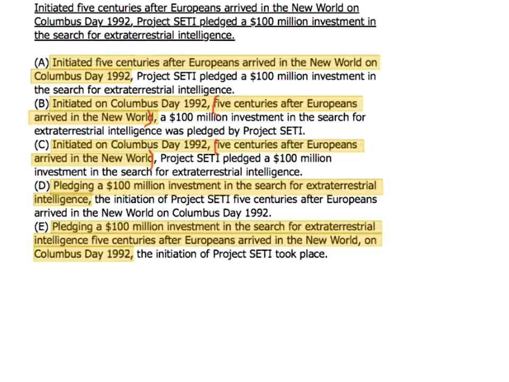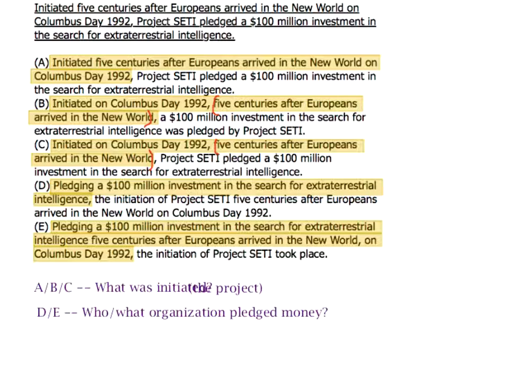So for A, B, and C, we have to answer the question of what was initiated. So what's the answer to that? Again, this stuff you should know from reading the original sentence. Yeah, the project. Okay. And then for D and E, who or what organization pledged money? Because if I saw pledging an investment, I would probably look for people first. But there's no people in this sentence. So as a second stringer, I would go for a foundation or an organization or something. So this would be the project again. Because you can say that a charitable foundation pledged money. You don't always have to say people. So this is also the project.